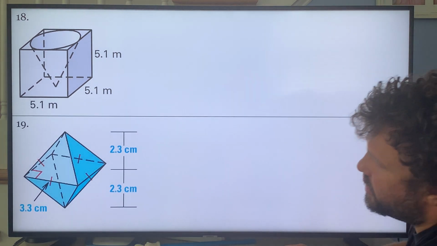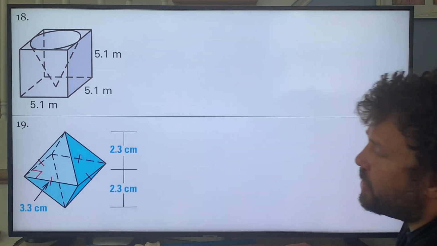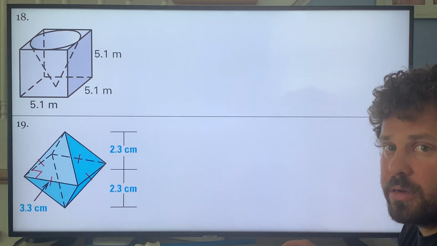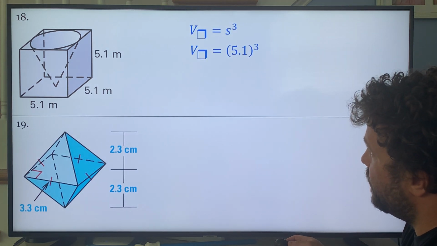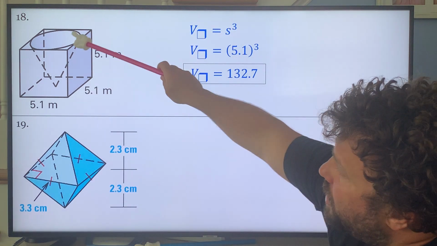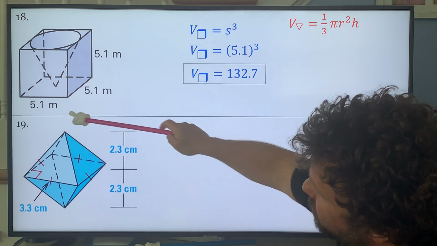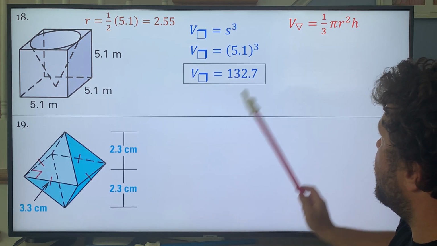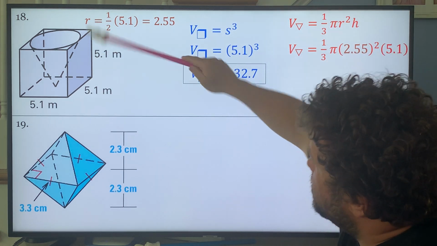Well, what you should see there is a hole in that picture. There is a cube, and that cube has a cone cut out of it. So the volume of a cube is s cubed. 5.1 cubed is 132.7. Volume of this cone is 1/3 pi r squared h. The radius here is not 5.1, it's half of 5.1, which is 2.55. So 1/3 pi, 2.55 times the height, which is still 5.1.